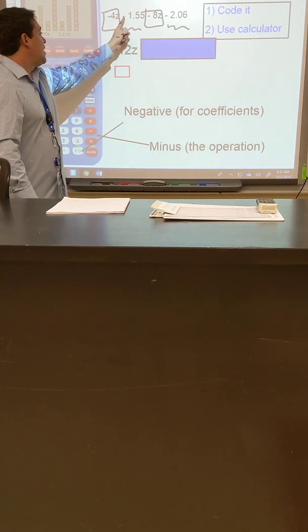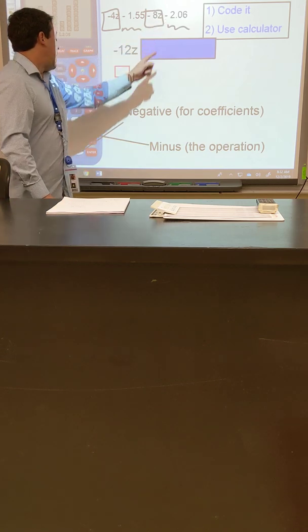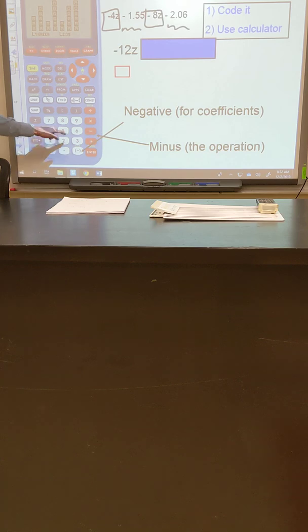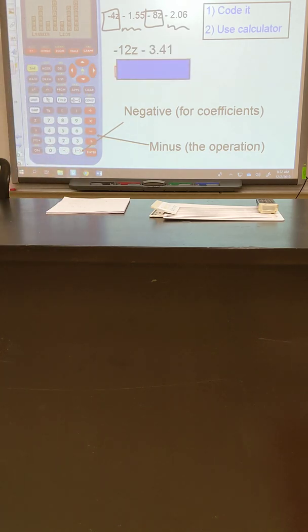Then here, we have negative 1.55, so negative 1.55 minus 2.06, and it will give you negative 12z minus 3.41. On your own, write down these two expressions and try them both. Pause the tape.